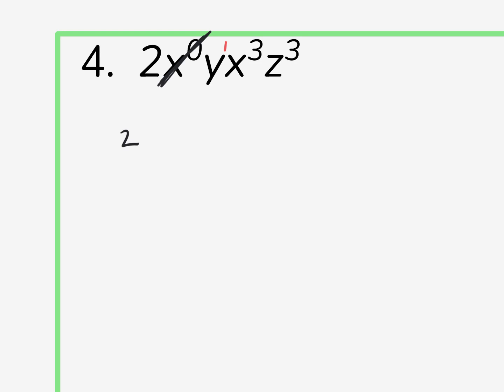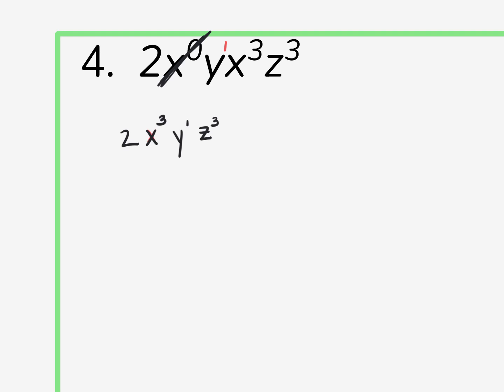So I'm going to look at those. When I do the alphabet, x comes first in the alphabet, so I'm going to write that one first. X to the third is the only thing I have, so I'm going to say x to the third. Y is the next thing in the alphabet. There's y to the first. And then finally, there's a z to the third.